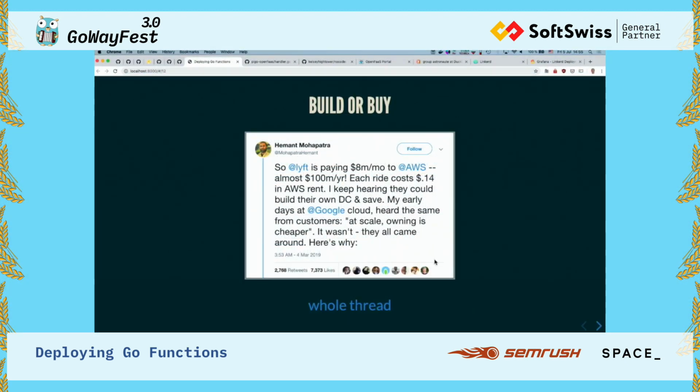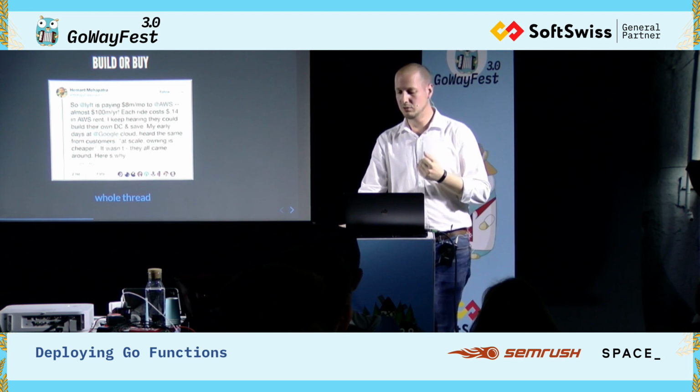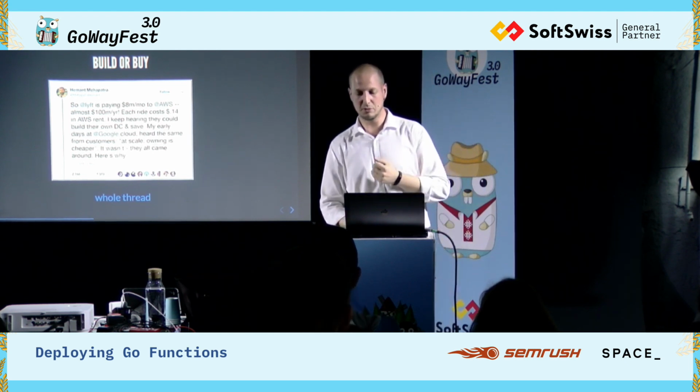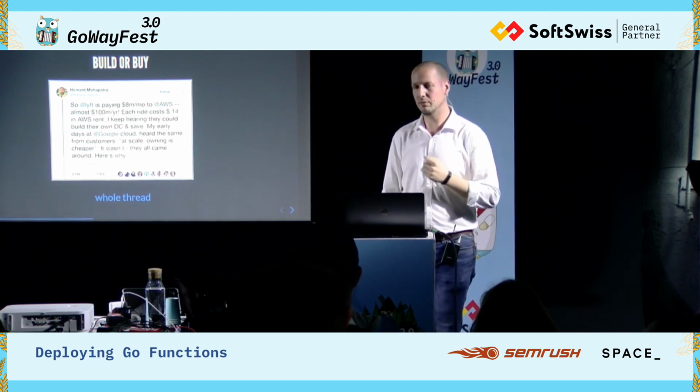He says, so Lyft is paying $8 million a month into AWS, almost $100 million a year. Each ride costs 14 cents in AWS rent. I keep hearing they could build their own data center and save. My early days at Google Cloud, I heard the same from customers. At scale, owning is cheaper. It wasn't. They all came around.